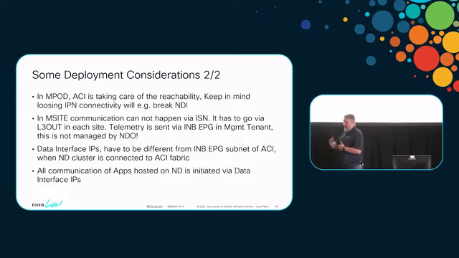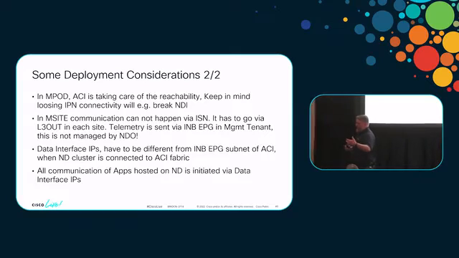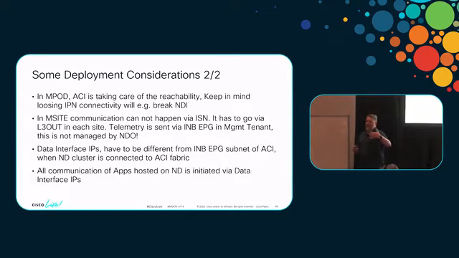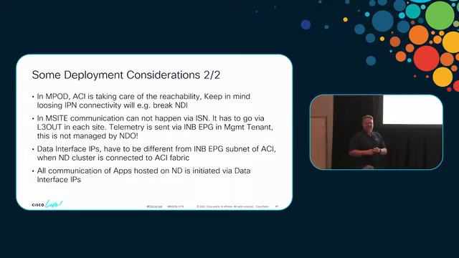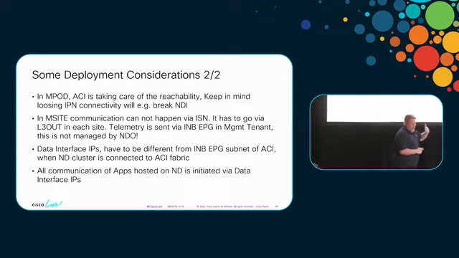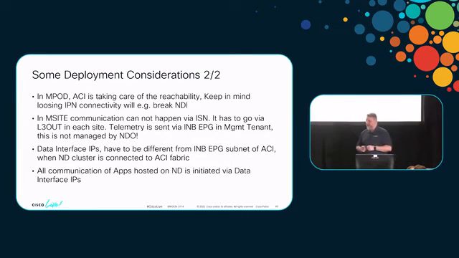If you run an ND cluster in a multi-site environment, keep in mind that the management tenant cannot be extended via the multi-site functionality. So you need to make sure that this communication out of the in-band network is going via an L3 out and it cannot go via the ISN. As I said, data interface IPs on the ND, please, if it's connected to an ACI, don't put it into the in-band EPG of the ACI fabric.